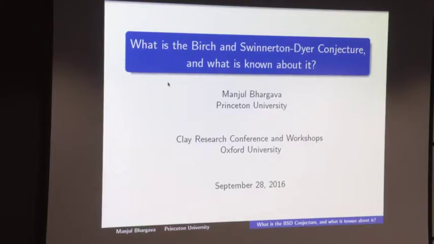It's a great pleasure always to be back at the Clay Mathematics Institute. This is where it all started for me in some sense. After graduation, I was a Clay postdoc, and it's had a tremendous influence on the way I could do mathematics, and so I'm very grateful to the Clay Mathematics Institute. It's also a great pleasure to be a participant in one of the workshops that's happening this week on number theory at the Clay Mathematics Institute.